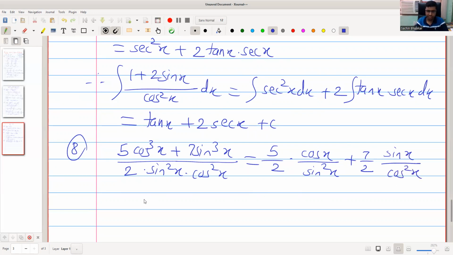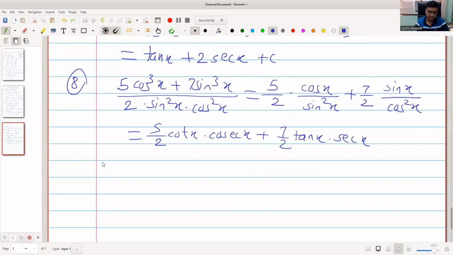And now it is 5 by 2, and again cos x upon sine x is cot x, into 1 upon sine x, which is cosec x, plus 7 by 2. Similarly, sine x upon cos x is tan x and 1 upon cos x is sec x. And this thing again is standard.